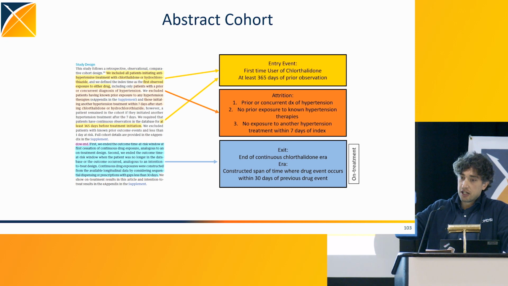So usually when you have a drug exposure, particularly in claims, you see the date of the prescription, right? So if you want to create a span of time, what you can say is you have the date, and then if I look 30 days and I see another exposure within those 30 days, I can concatenate those two and start to build an era, is what we call it in this community. So we want to see a continuous era that they're taking the drug. And this represents this on treatment time at risk.